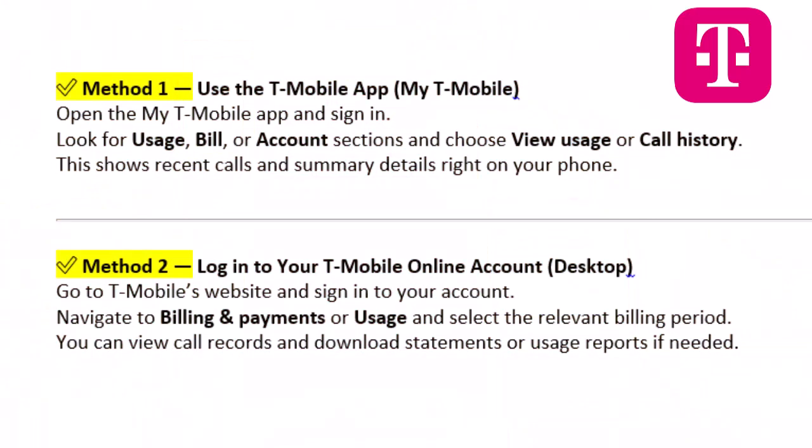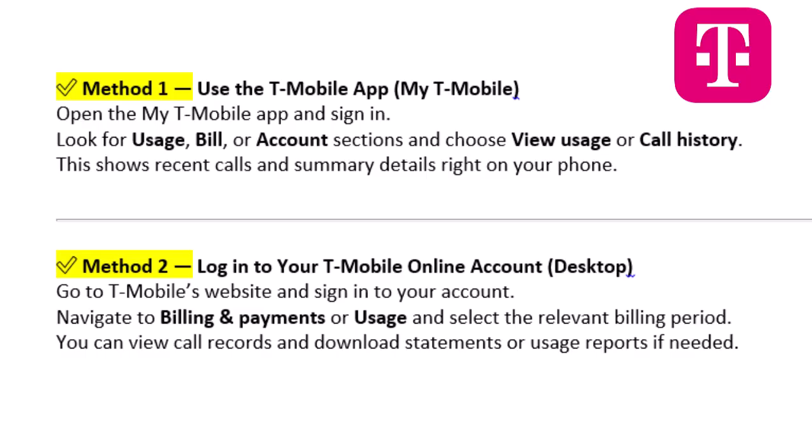Method 1. Use the T-Mobile app, My T-Mobile. Open the My T-Mobile app and sign in. Look for usage, bill, or account sections and choose View Usage or Call History. This shows recent calls and summary details right on your phone. If you use the app regularly, this is the quickest way to check today's or recent calls.